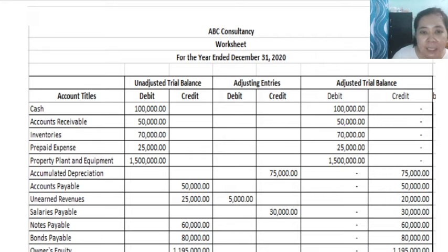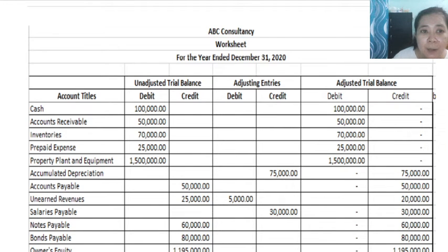If you notice, we have here the columns for our unadjusted trial balance and adjusting entries, and then the result of that, where we will either add or deduct the adjusting entries to get our adjusted trial balance. In this illustration, you can see the cash account. We have no adjusting entries for it, so all you have to do is forward its balance from the unadjusted trial balance to the adjusted trial balance. So we have the same amount of 100,000. The same thing goes until our property, plant, and equipment.